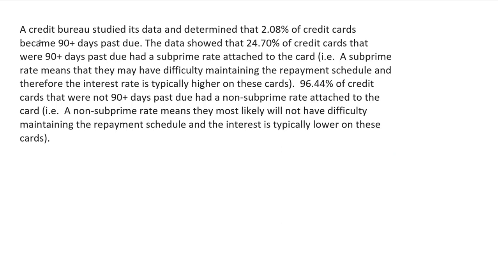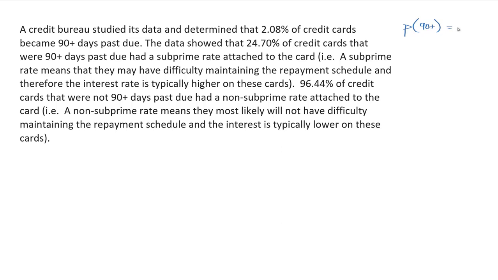Okay, so it says, a credit bureau studied its data and determined that 2.08% of credit cards became 90 plus days past due. Okay, so we've got a probability here. Now, what does this represent? Well, this is the probability that something occurs, a 2.08% chance. What should I call that something? I'll just call it 90 plus. Usually I like to use a letter here, but I think that this makes it pretty obvious what's going on. So this is the probability that it's overdue 90 plus days past due.